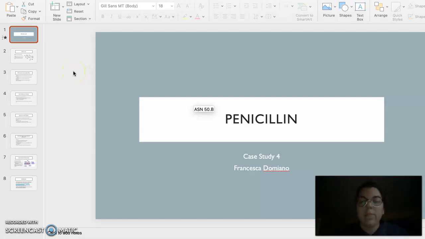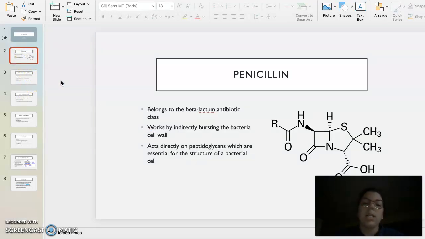This week for case study 4, I'm going to be discussing penicillin and how it works to kill bacteria in the body. So first, penicillin belongs to the beta-lactam antibiotic class. And this specific antibiotic class works by indirectly bursting the cell wall of a bacteria. It acts directly on the peptidoglycans, which are essential for the structure of a bacteria cell.